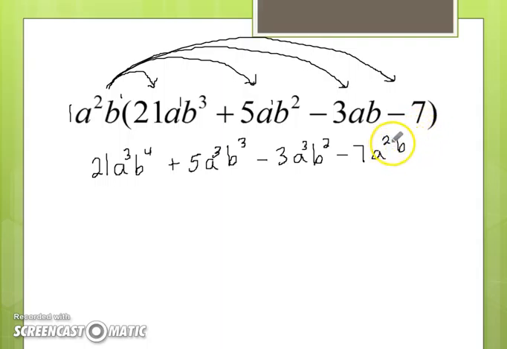And then just double checking your exponents, none of these terms match exactly. Even though this is an a cubed and this is an a cubed, we can't add them together because this is 21a cubed b to the fourth. This one is 5a cubed b cubed. So they're different terms, so we can't combine them together. So this would be our complete answer.